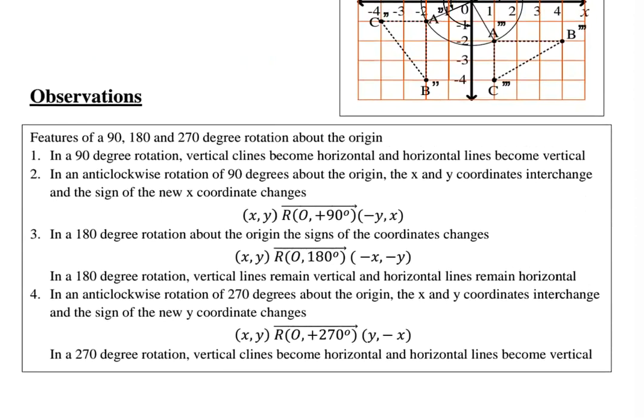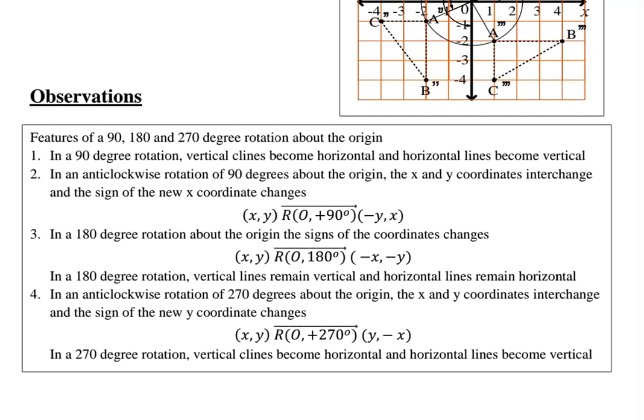In a 90-degree rotation, vertical lines become horizontal and horizontal lines become vertical. In an anticlockwise rotation of 90 degrees about the origin, the x and y coordinates interchange and the sign of the new x coordinate changes. In a 180-degree rotation about the origin, the signs of the coordinates change. In a 180-degree rotation, vertical lines remain vertical and horizontal lines remain horizontal.